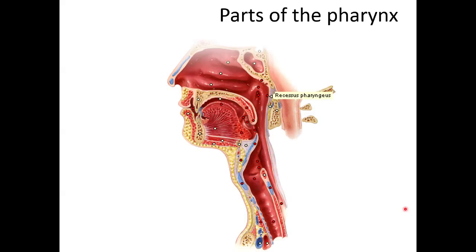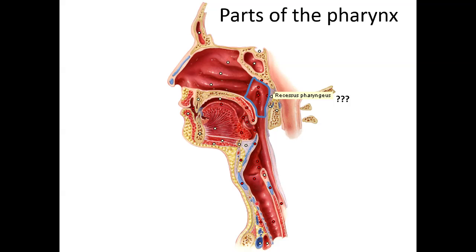Pharynx is part of alimentary tube, which is connected with the base of the skull, and in which opens nasal cavity, oral cavity, and larynx, the upper part of the respiratory tube.